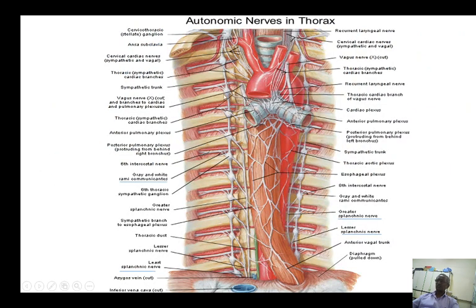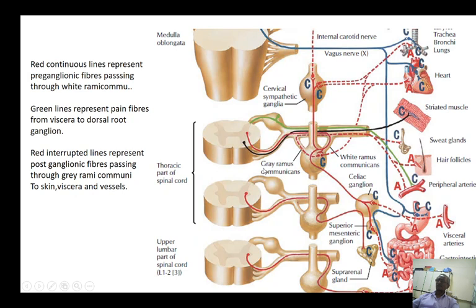Here we are showing one of the 12 pairs of ganglia on the right. Then they are connected to the spinal nerves by grey and white rami communicantes. Here we are showing the fibers and how they pass through the grey or white rami communicantes. This red continuous line represents preganglionic fibers passing through the white rami communicantes. And this red continuous line represents fibers going through the grey rami communicantes.